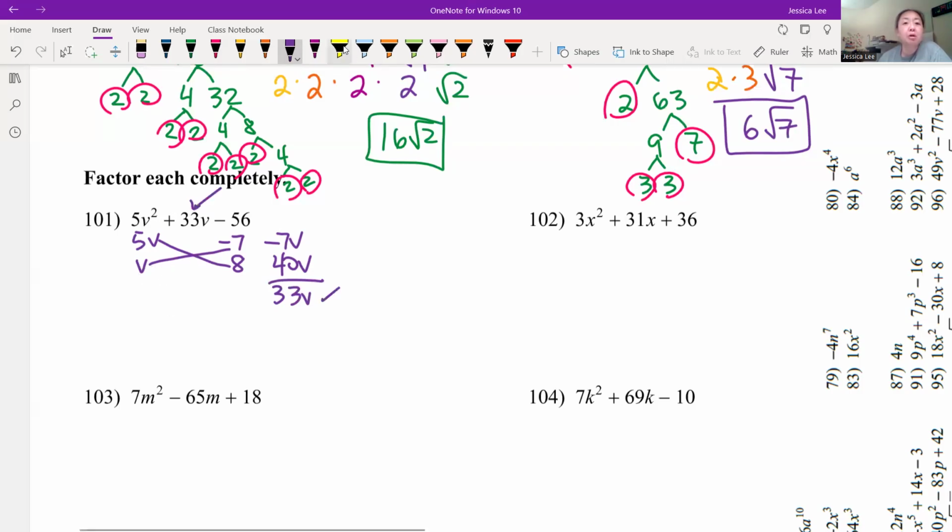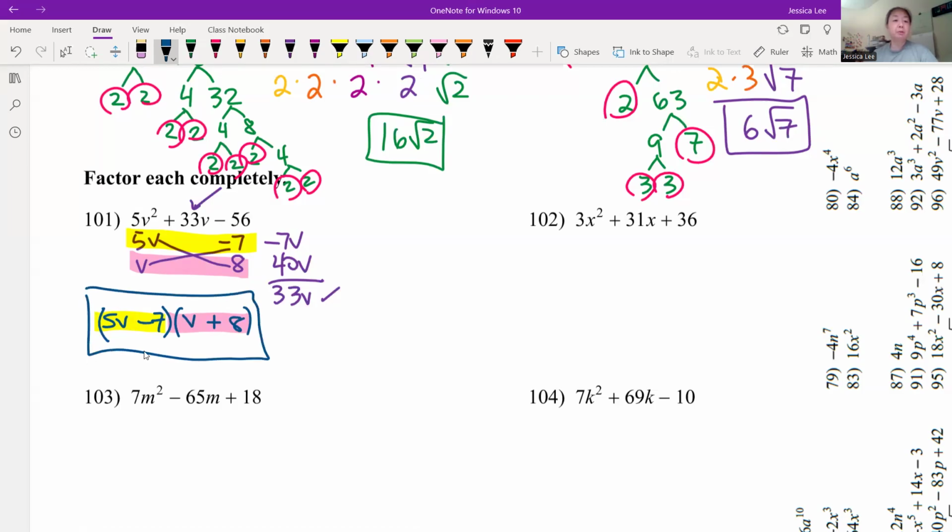So again, we're going to go straight across. Remember, we used yellow and pink in class time. This is the part that's going to mess people up if you don't do this. So remember, going straight across, it's 5v minus 7 times v plus 8. All right? That's it. Factored. Done. If we were to multiply this back out, like we did a couple times before, we'll get back to this answer right here.